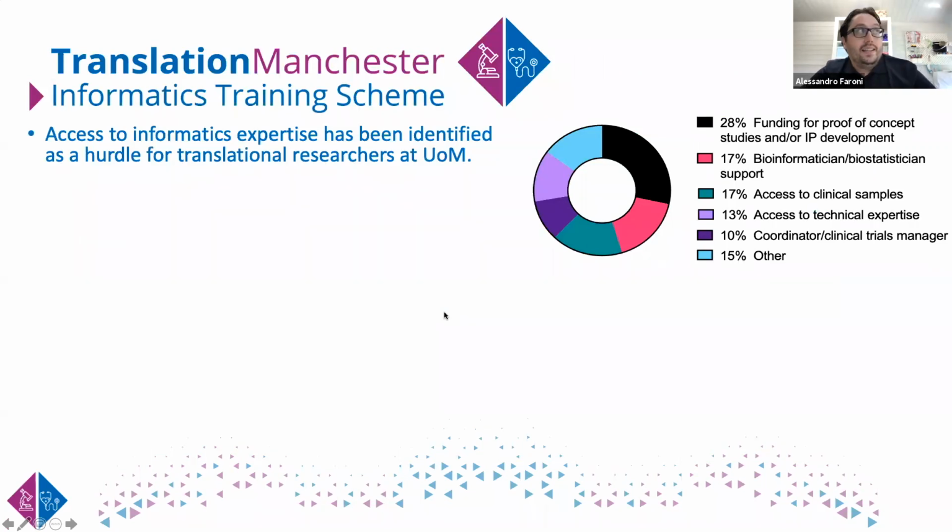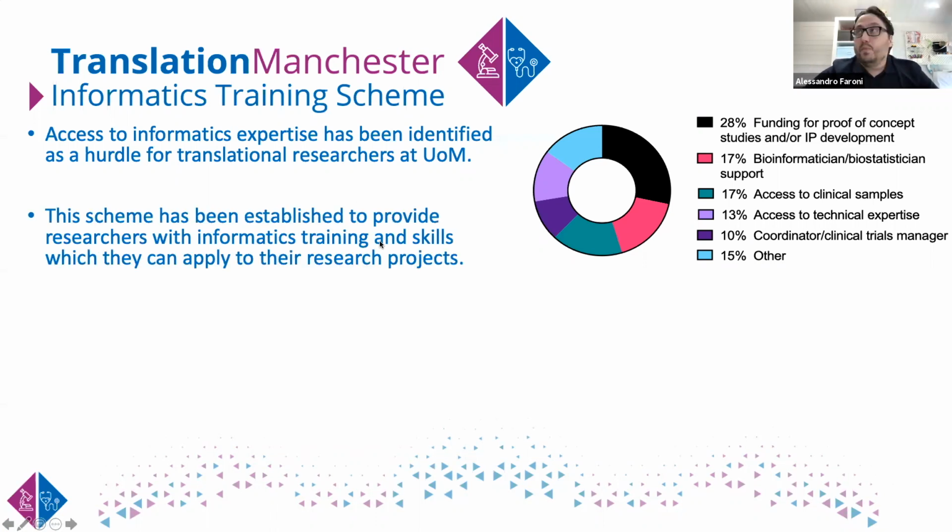So we did exactly that. When the award was given to the university, we asked our researchers, what is the bottleneck that is stopping you from progressing your research in the translational pathway? And as you can see from this graph to the right, the second greatest bottleneck was access to bioinformatics and biostatistics support. So as a result of that, this scheme was established. As I mentioned before, this is the third year we run this in a row.